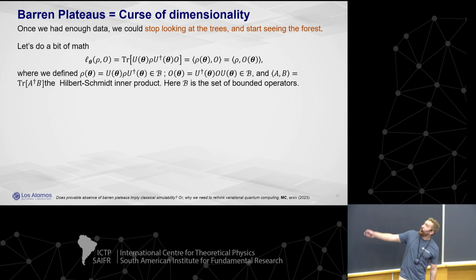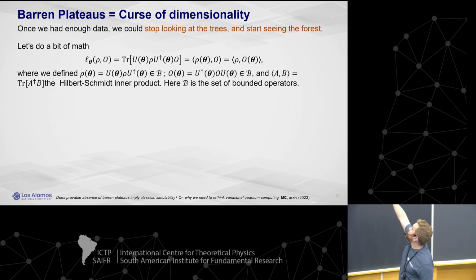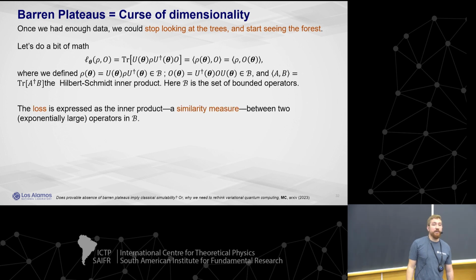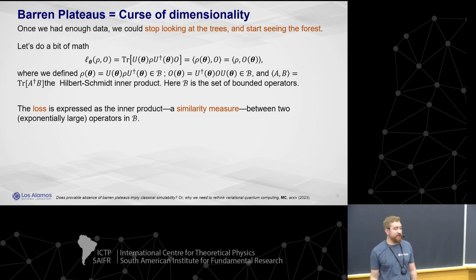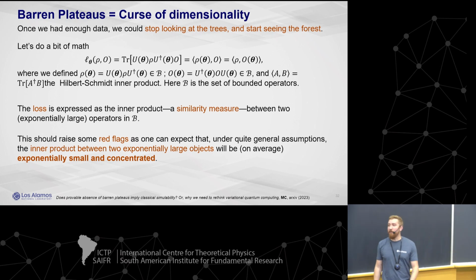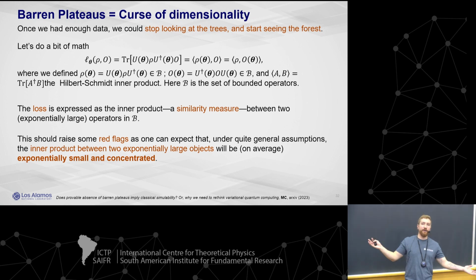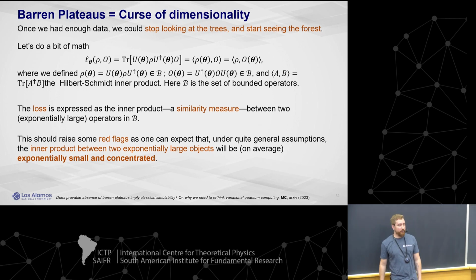It's almost trivially true, because let's consider the loss function. We said that we were just going to compute things that look like this, and this is just the Hilbert-Schmidt inner product of two operators, some quantum state rho and some measurement operator O, that belong to the set of bounded operators in our Hilbert space, right? So the loss function is expressed as a similarity measure between two exponentially large objects in some vector space, which is B. And this, since day one, since the VQE McClean paper, we should have been like, wait, this is a bad idea. Because we know that under very, very, very mild assumption, if you have an exponentially large space and you take two vectors, unless they're extremely close, their overlap is bound to be exponentially small and concentrated.